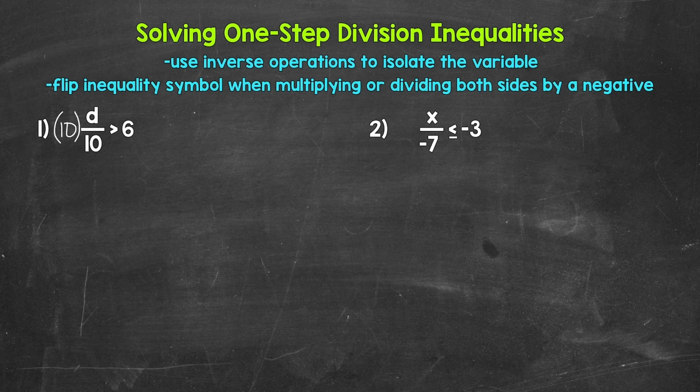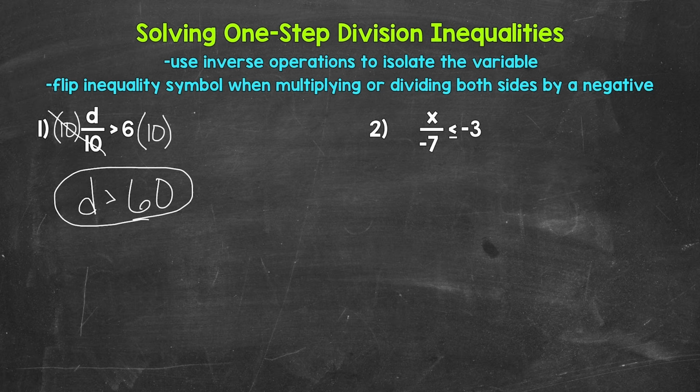Whatever we do to one side of an inequality, we must do to the other in order to keep it balanced. So multiply the right side by 10 as well. Now on the left side, these 10s cancel each other out, so d is now isolated. We have d is greater than, and on the right side, 6 times 10 gives us 60. So we have d is greater than 60. Any value greater than 60 is a solution of this inequality. It makes it true.